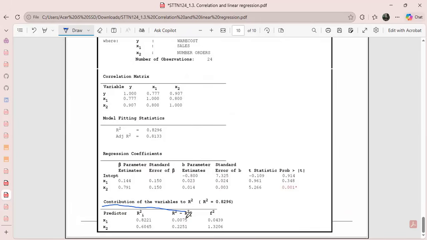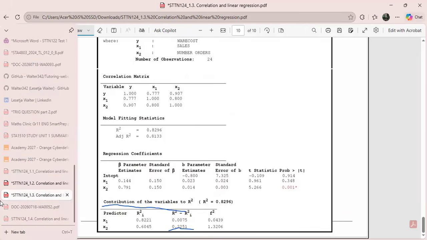And if you're not given this value of 0.2251 and there's a question mark, how do you get it? 0.8296 minus 0.6045. You get this one if they put an unknown here. So that's how you do it. This one is easy. It's one of those chapters that are interesting.